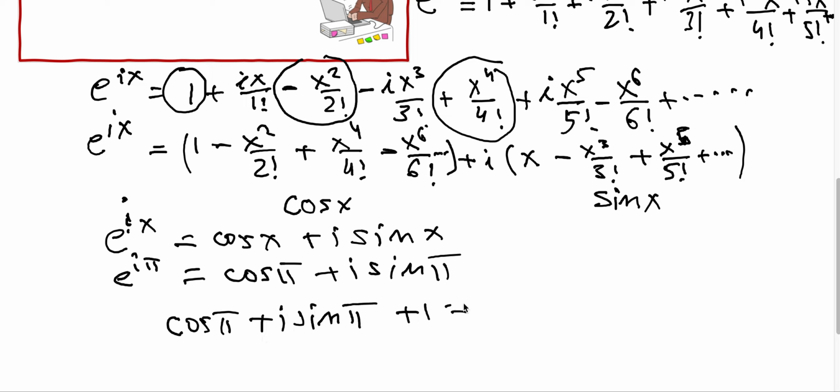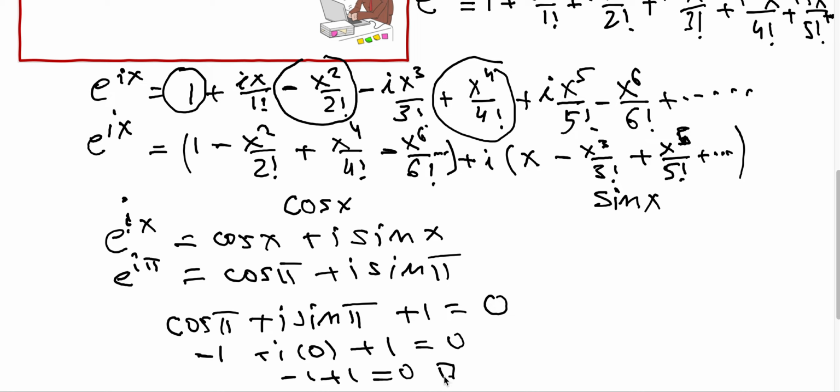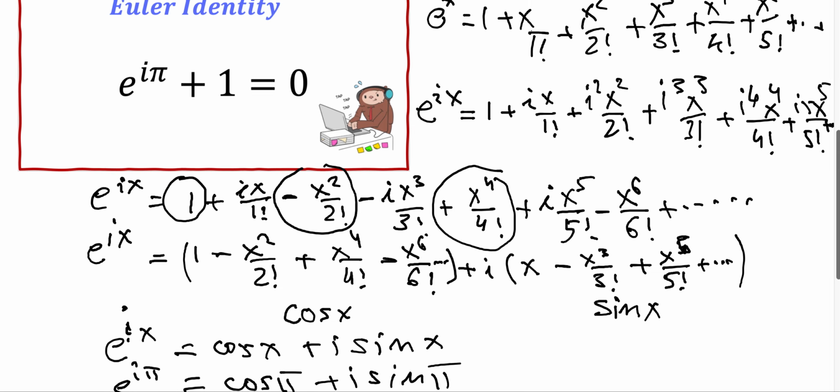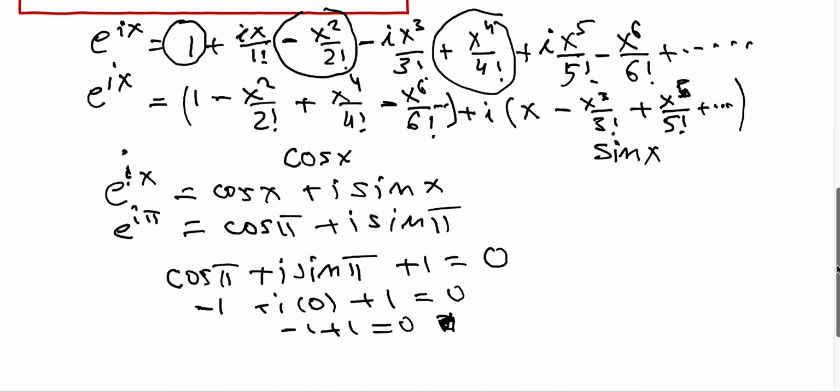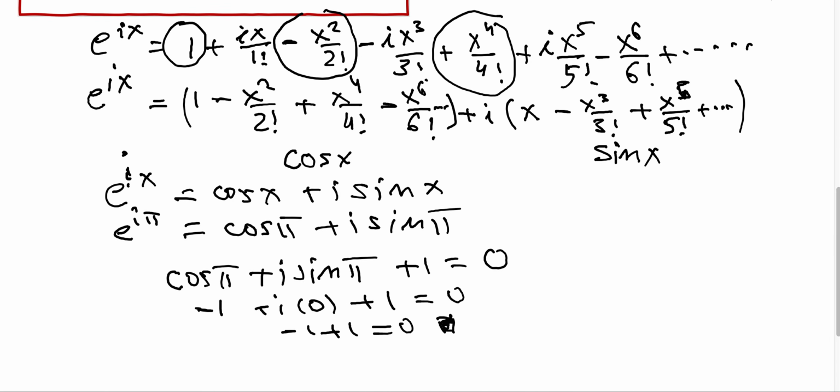plus 1 is equal to 0. Cosine pi is minus 1. You can check on a calculator. And sine pi is 0. Plus i times 0 plus 1 is equal to 0. And here minus 1 plus 1 is equal to 0. So we already proved Euler's identity. And here I'm going to stop.